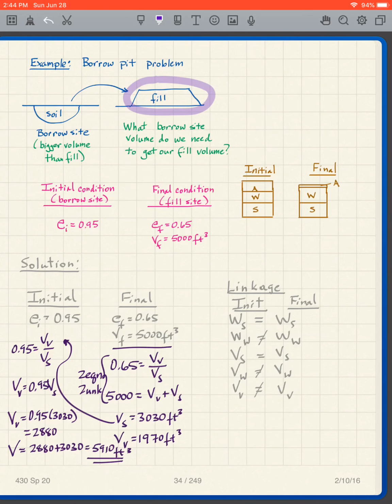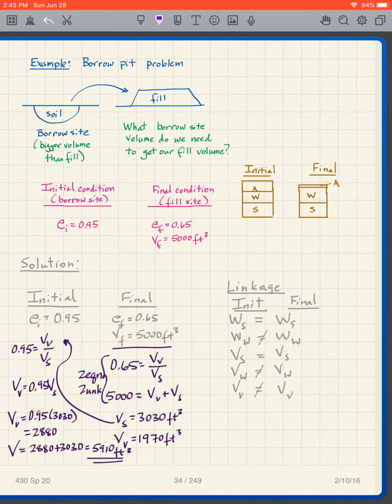So we compact that fill, which means that usually the soil at the borrow site is less dense than the density of the soil at the fill site. And so that means that usually the borrow pit volume is going to be greater than the fill volume because the soil is less dense at the borrow site. Generally, it's a bigger volume than the fill.